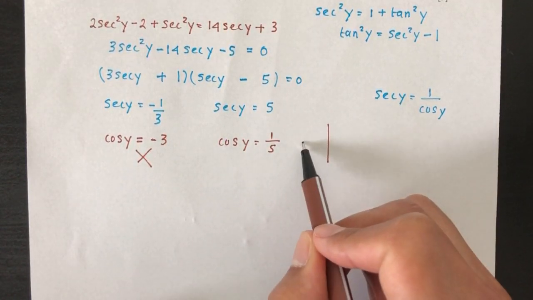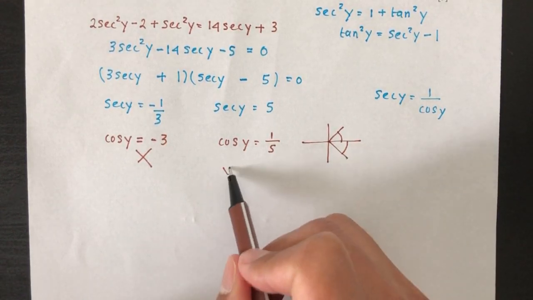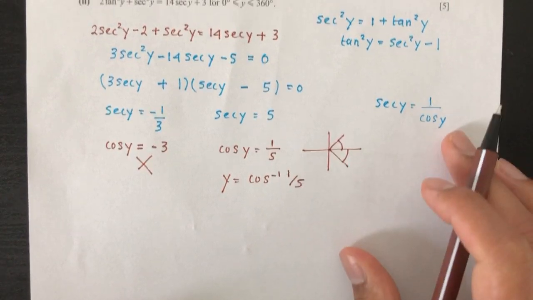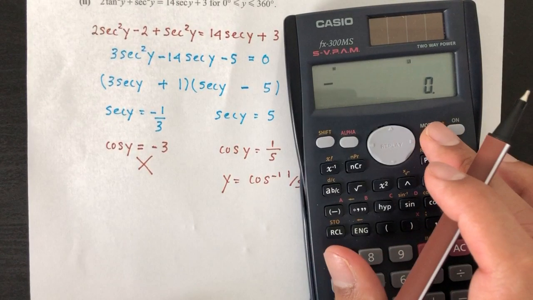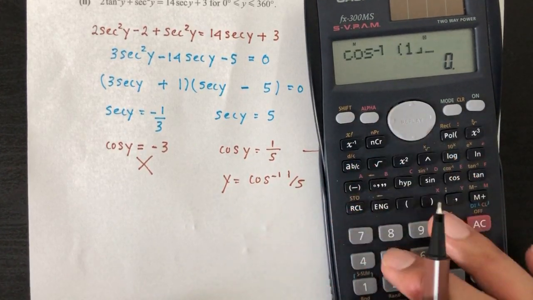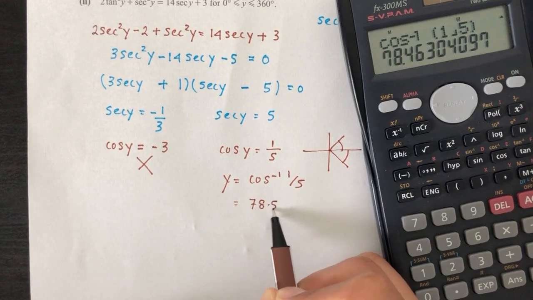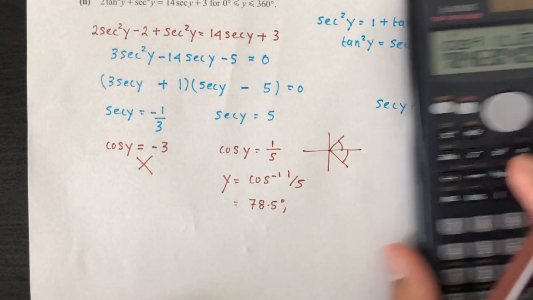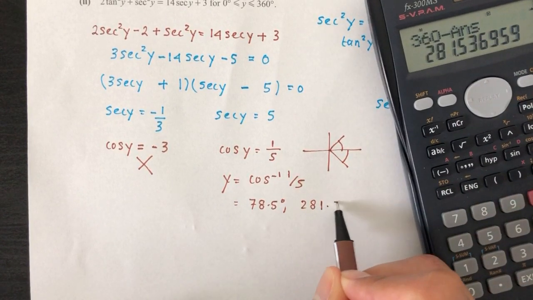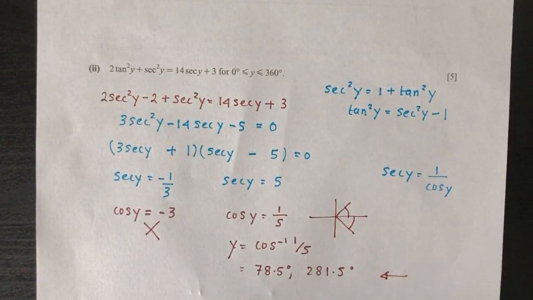If cos is positive, it will be in your first quadrant and in your fourth quadrant. So y will be cos inverse of that, and that will be in degrees. So cos inverse of 1 over 5 should be 78.5. And then this one will be 360 minus the answer, that should be 281.5. And this will be your answer for part 2 of question number 10.